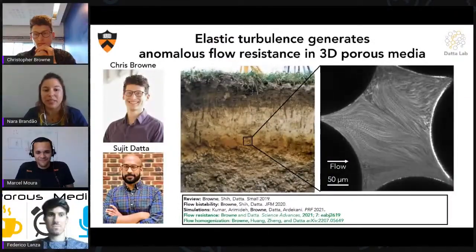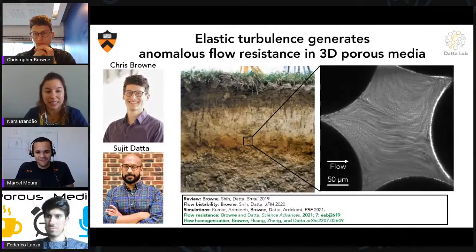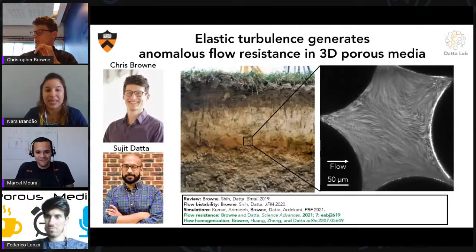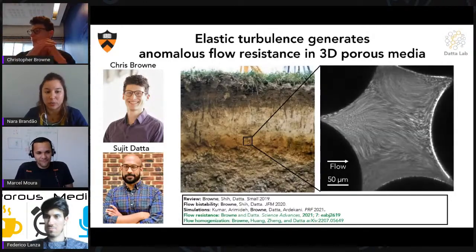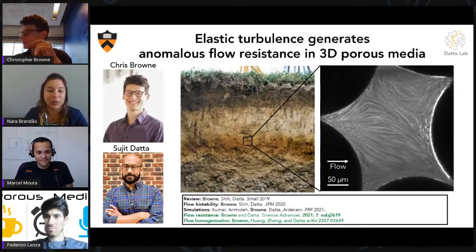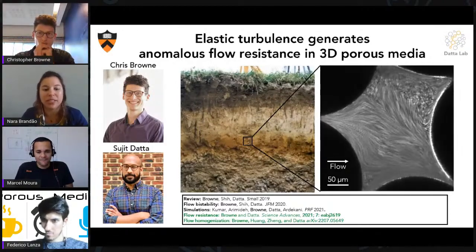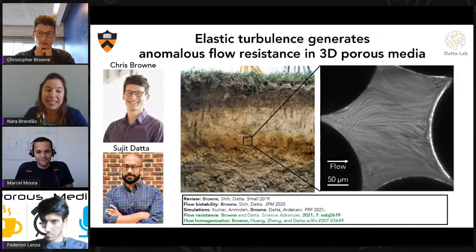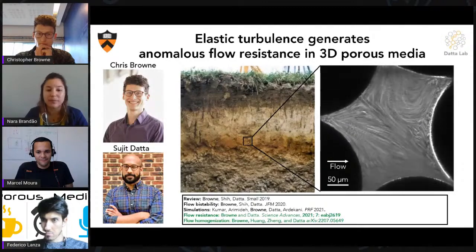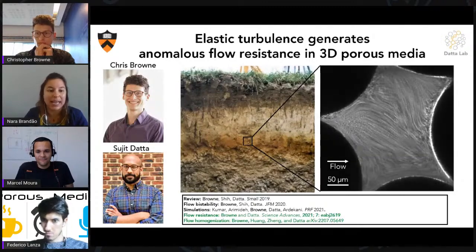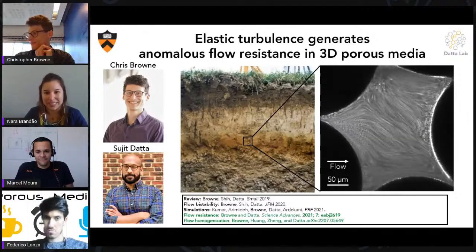He completed his bachelor's in chemical engineering at Purdue University studying surface adhesion and explosive detection. He then completed his PhD in chemical engineering at Princeton University, where he studied viscoelastic and elastic turbulence in porous media, as well as invasion percolation and hydrogel mechanics. He is currently a postdoctoral scholar at the University of California, studying active turbulence in nematic fluids. So, Christopher, you are welcome and the floor is yours.